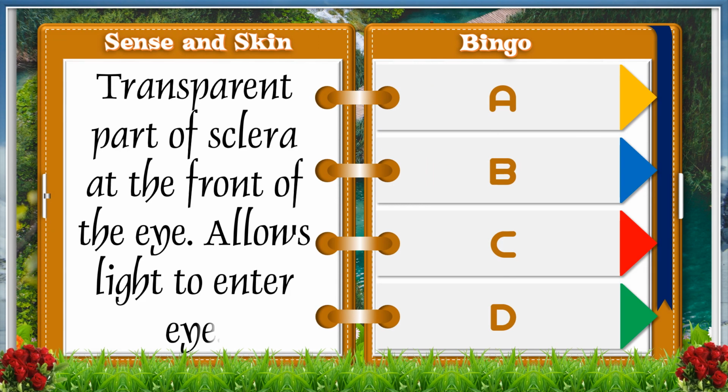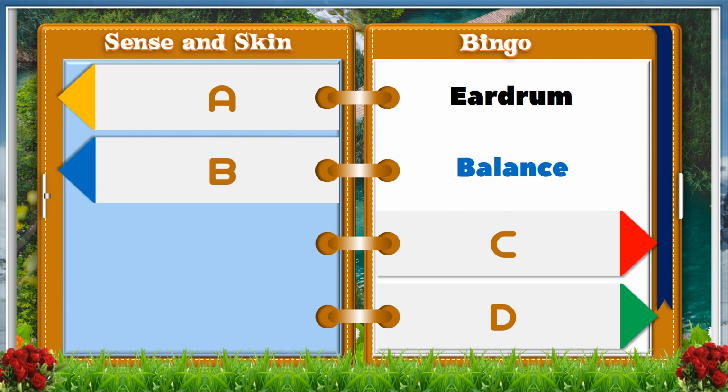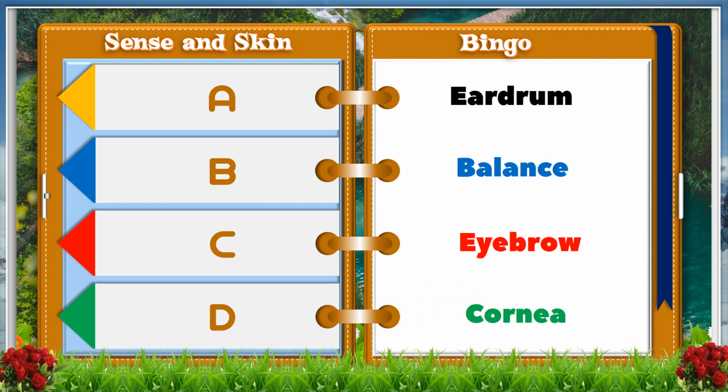Transparent part of sclera at the front of the eye allows light to enter the eye. A. Eardrum. B. Balance. C. Eyebrow. D. Cornea. And the answer is D. Cornea.